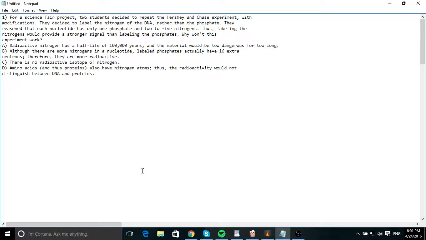A. Radioactive nitrogen has a half-life of 100,000 years and the material will be too dangerous for too long. B. Although there are more nitrogens in a nucleotide, labeled phosphates actually have 16 extra neutrons. Therefore, they are more radioactive. C. There is no radioactive isotope of nitrogen. Or D. Amino acids and thus proteins also have nitrogen atoms. Thus, the radioactivity will not be distinguished between the DNA and proteins.